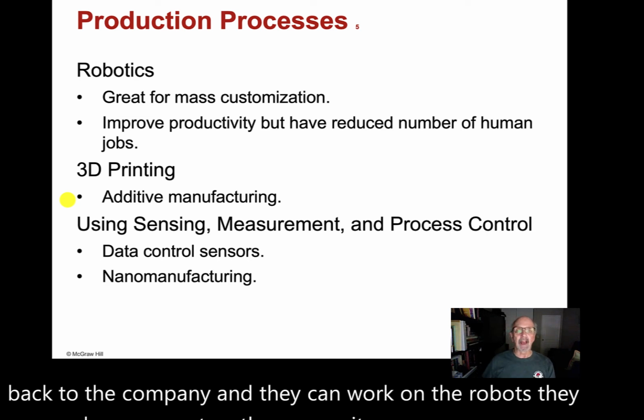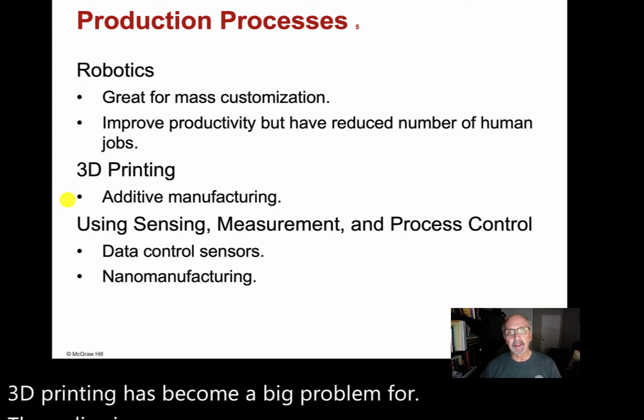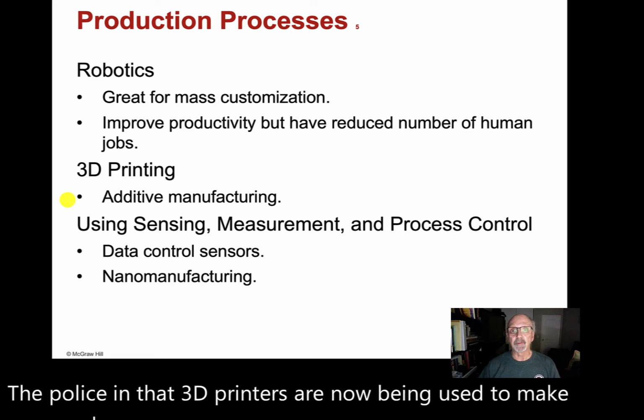3D printing has become a big problem for the police in that 3D printers are now being used to make guns, and to make guns out of things not metal. So they're much harder to find.